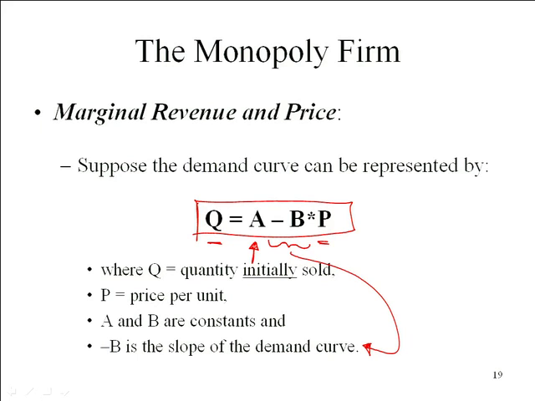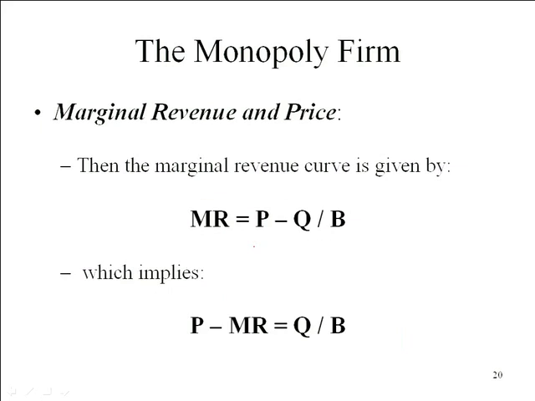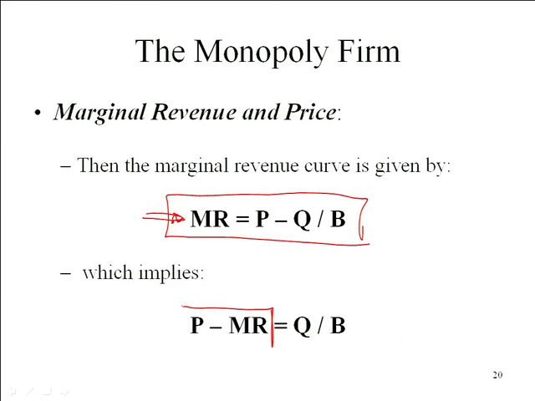If that's our demand curve, we don't have to worry about how this is actually derived. It turns out that this is the equation for the marginal revenue curve, which we can rearrange, and then we can see that the difference between price and marginal revenue, the distance between the demand curve and the marginal revenue curve at any given quantity, will depend upon the quantity we're already selling and the slope of the demand curve. That's what it depends upon.